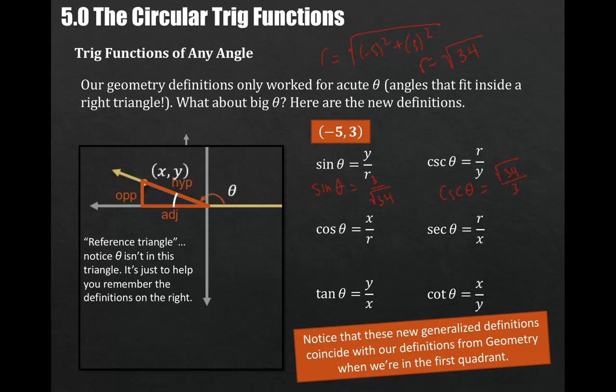My cosine is going to be negative 5 over root 34. It's going to be negative. And therefore, the secant of theta is going to be the square root of 34 over negative 5. And finally, the tangent of theta, well, I guess not finally, is going to be negative, I forgot my point, 3/5. And so my cotangent is going to be negative 5/3.